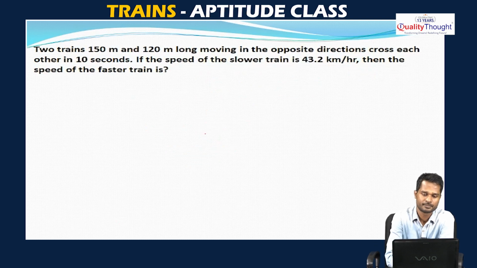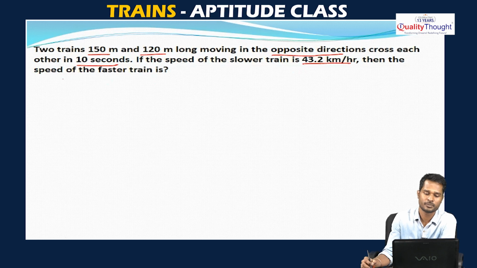The question says two trains 150 meters and 120 meters long moving in opposite directions cross each other in 10 seconds. So, there are two trains, one is 150 meters and the other is 120 meters long. They are going in opposite directions and they will cross each other in 10 seconds. If the speed of the slower train is 43.2 kilometers per hour, then the speed of the faster train is how much?